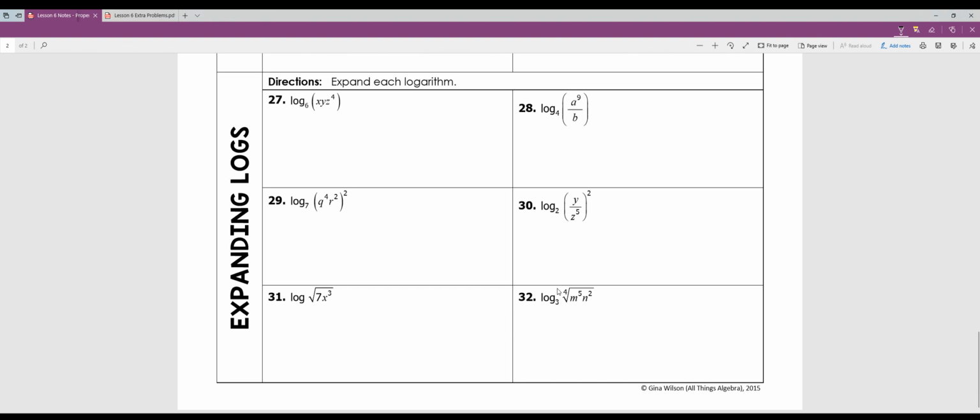All right, now that we have done some practice work with condensing logs, we are now going to be doing the opposite and expand our logs.